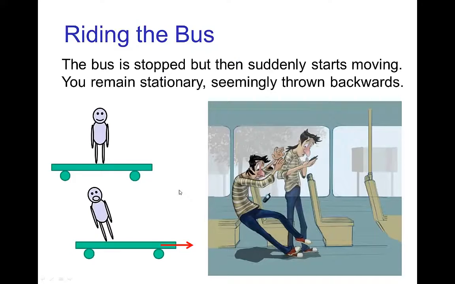Now, a more simple, common example of this would be if you're riding on the bus, and let's say that the bus is sitting at a stoplight, so it's not moving, but then it suddenly starts moving quickly, so it accelerates. Well, you will remain stationary at rest until there's a force acting on you. So in this case, it seems as if you are thrown backwards as the bus moves out from underneath you.